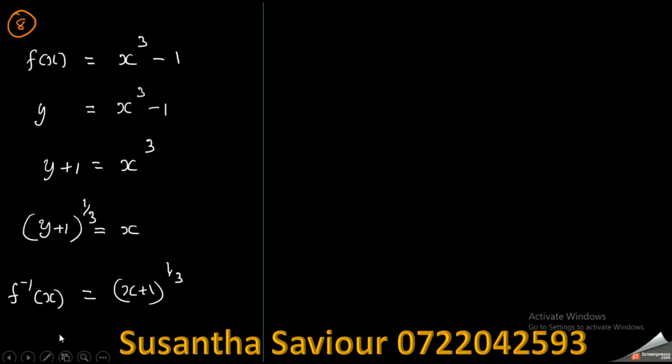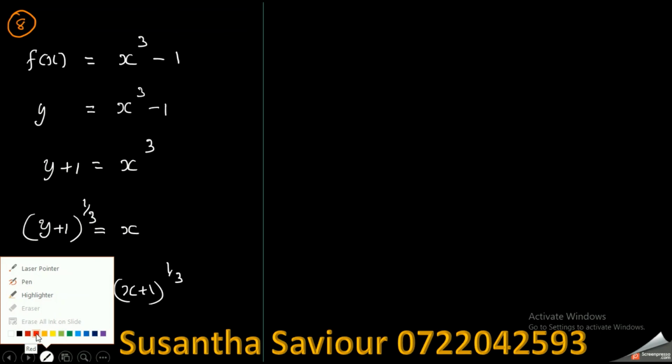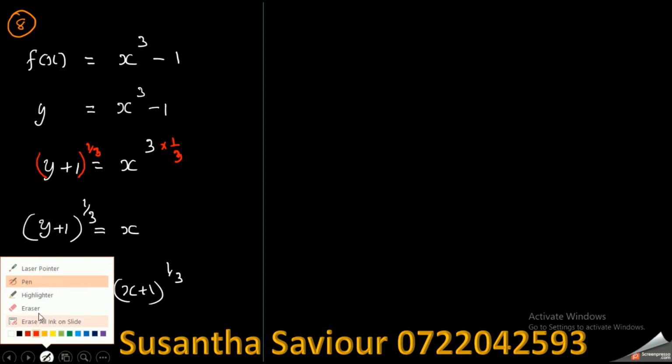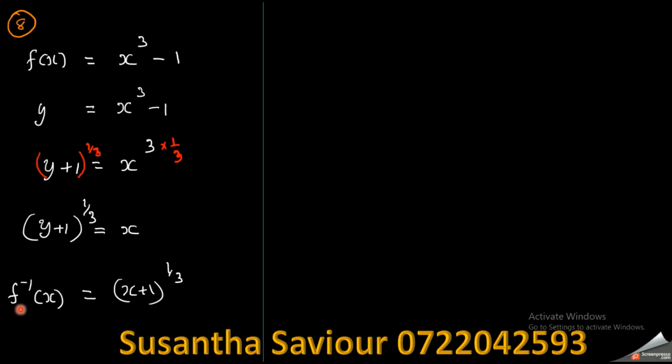So we can write it like this if you want. Let's see. This one and this one, cubic root. So this and this go off, x comes here, this is x to the power 1/3, right? This one to the power 1/3, (y plus 1) to the power 1/3. So now we replace this x with f inverse, and then we replace y with x. So f inverse x is equal to (x plus 1) to the power 1/3. Okay, right.